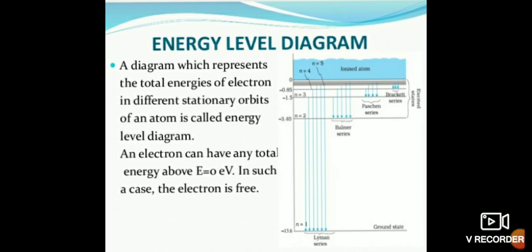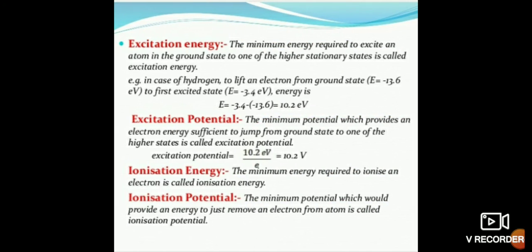Energy level diagram. A diagram which represents the total energies of electron in different stationary orbits of an atom is called energy level diagram. An electron can have any total energy above E equal to 0 electron volt. In such a case, the electron is free.